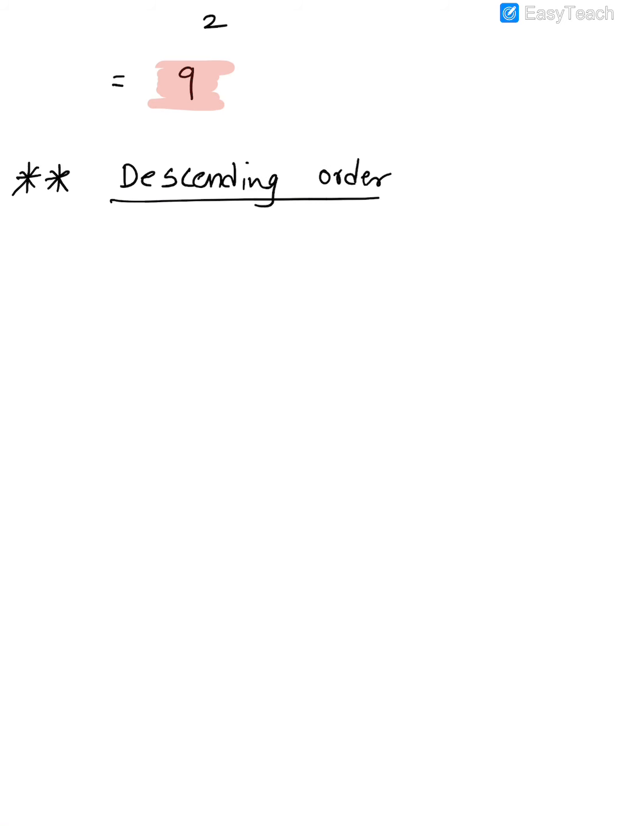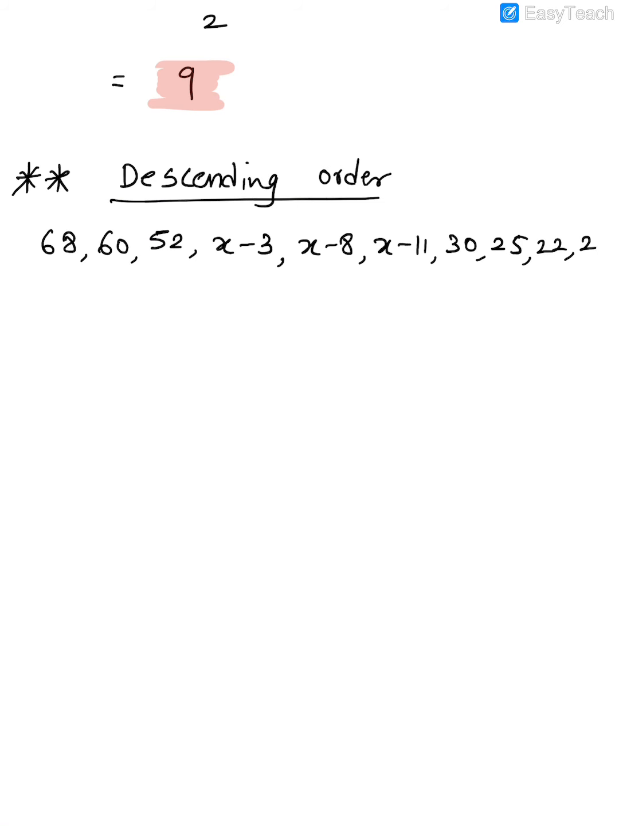The numbers given are 68, 60, 52, x minus 3, x minus 8, x minus 11, 30, 25, 22, and 20. So these are the observations. Now it's given that the median of these numbers is 39, and you have to find the value of x. So what is the value of x in this question?